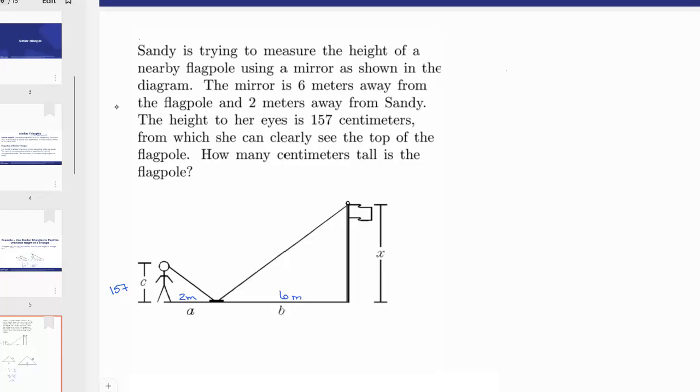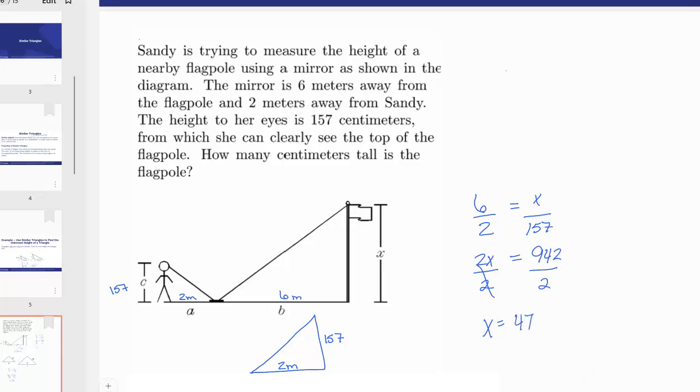If I were to reflect this so we can see that similar triangle a little bit better, here's Sandy's height, 157. And this is 2 meters. And we are looking for x. So this side is to this side as this side is to this side. And then we're going to solve. 2 times x is 2x, and 6 times 157 is 942. And then if we divide by 2, we get 471, and that height would be in centimeters.